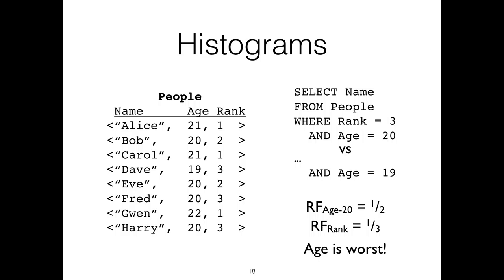On the other hand, let's say I'm asking specifically for people whose age is 19, then I end up filtering out almost the entire table, and I only keep one tuple in the output. So in that particular case, age is best. Now, this example is tiny, but just to emphasize the point, if you're dealing with a terabyte of data, even the difference between filtering by a quarter and filtering by a fourth could mean hours of compute time, or hundreds of dollars on Amazon.